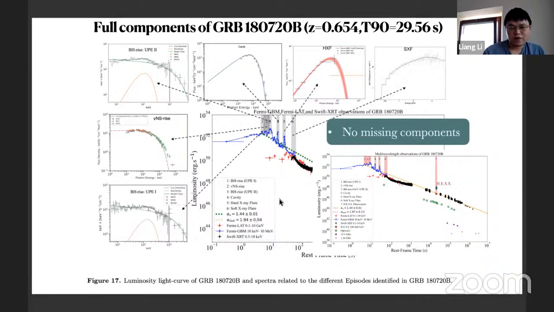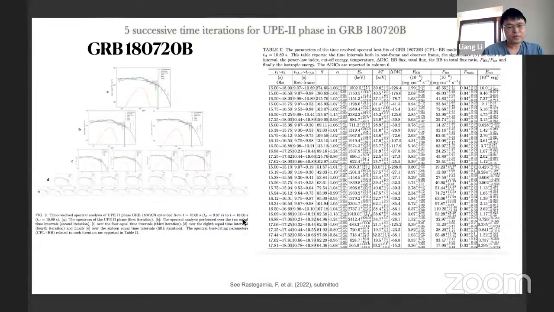We also observed the multi-wavelength afterglow emission, like the sub-GeV emission, X-ray afterglow, and optical and radio afterglow emission for this burst. We also performed the 5 iterations for the UPE2 phase for this burst, because the UPE2 phase is also very bright. Then we also found a similarity structure for the spectral analysis and summarized our information in this table.